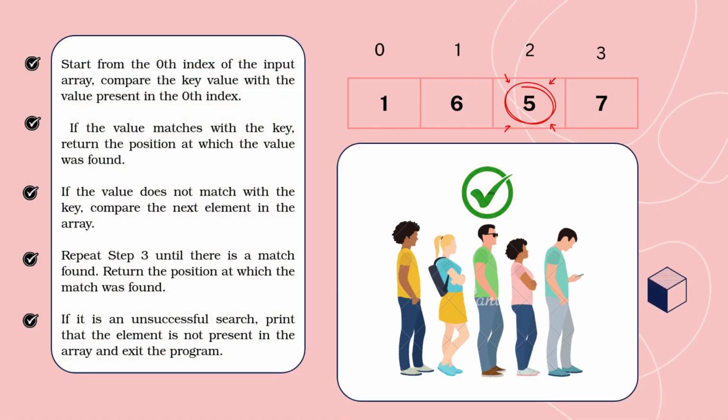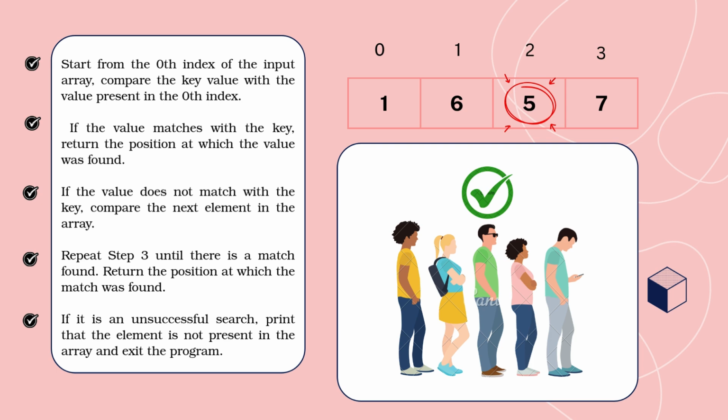Before that, I am showing you an example using the array which is given here. Here we have the array. So 0, 1, 2, 3 are the indices of the array, and 1, 6, 5, 7 are the elements. Now we have a key element, the key which needs to be found. So what is the key element here? Here it is 5, which we want to find.